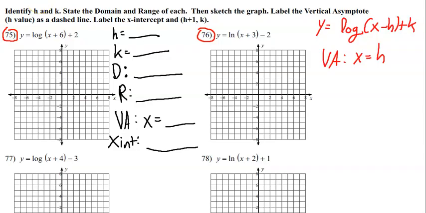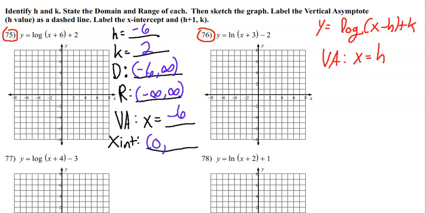So let's identify each of those individually. Our h value is -6, our k value is 2, our domain is going to be everything bigger than -6. If you had something smaller than that, it would be undefined. You can't have a negative inside the log. And then the range for all logarithmic functions would be all real numbers. And your vertical asymptote would be at x equals your h value, which is -6.